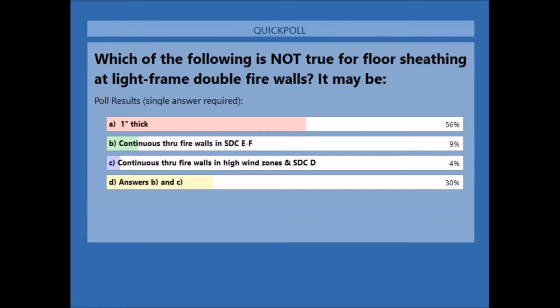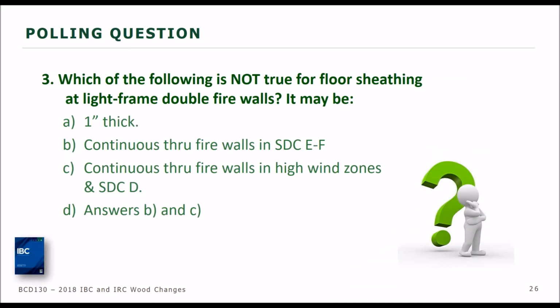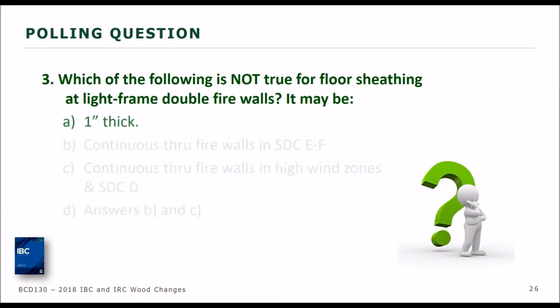So this was a little bit tricky because we said what is not true, but it looks like the majority of the audience did get the correct answer because, one, the maximum thickness of the sheathing is 3/4 of an inch. And the provisions are for seismic design category D, E, and F. And so answer B is correct because that includes E and F. And even though we talked about high wind zone, if it's in seismic design category D, it still covers that seismic design category because it's D, E, and F. All right, great, thank you.